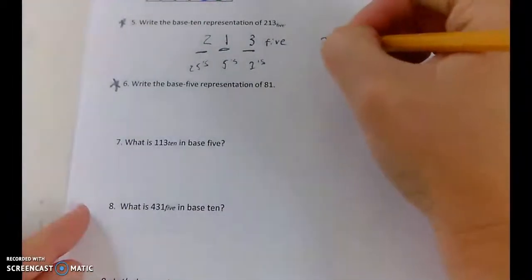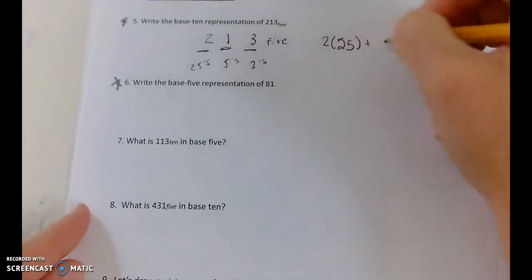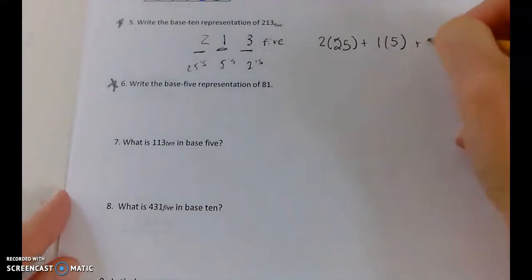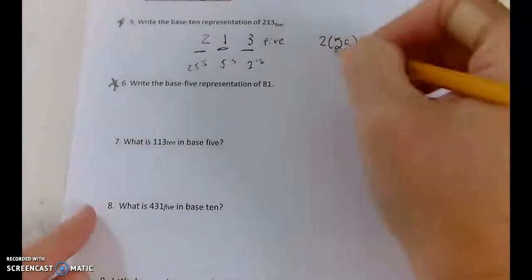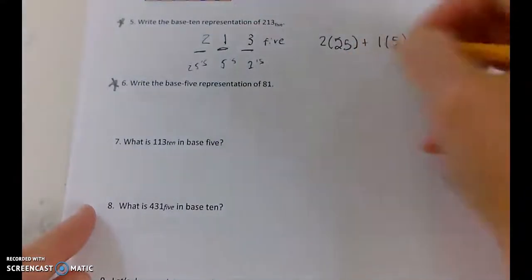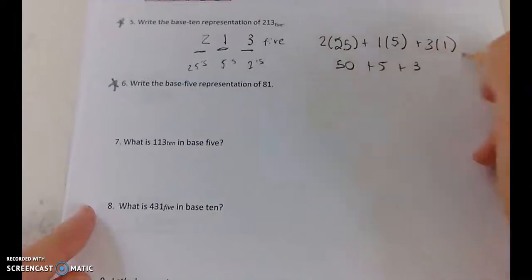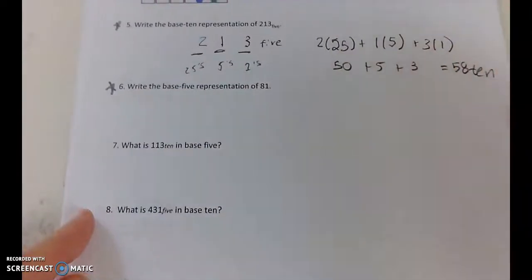2 times 25, we're going to base 10 now. 2 times 25 plus 1 times 5, I have 1 5. I have 3 1s, 3 times 1. There we have it. And then this is going to be 50. This is going to be 5. 50 plus 5 plus 3. We're going to get 58 in base 10.